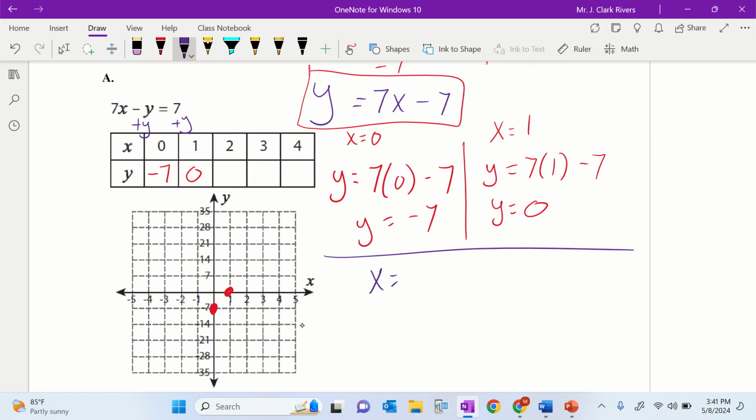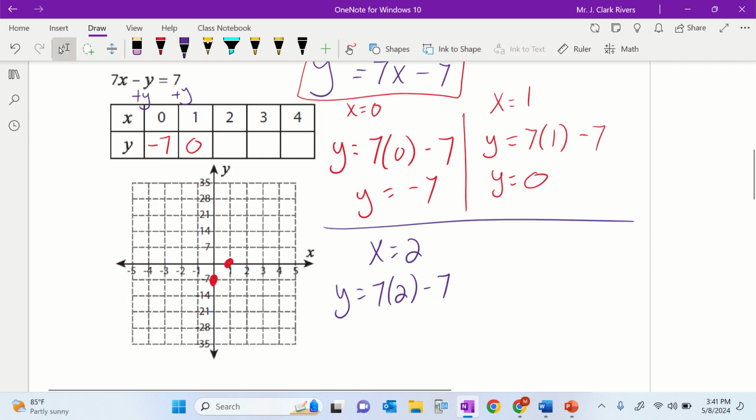X equals 2. Again, y equals 7 times, instead of x, we sub in a 2, minus 7. 7 times 2 is 14. 14 minus 7 is 7. So when x is 2, y is 7. Let's plot that. 2 is the x, 7 is the y.